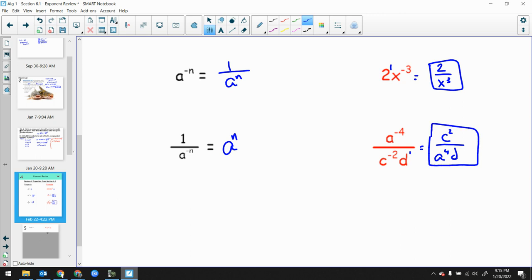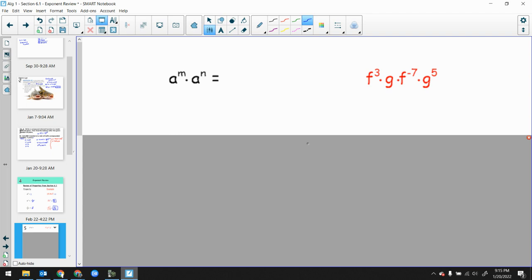Okay, let's take a look at the next one. A to the m times a to the n. Remember, if I'm multiplying with the same bases, I add the exponents. So in this case, I've got f to the third and f to the negative 7th, so that means that's an f to the negative 4th. And then we have g to the first times g to the 5th, which is g to the 6th.